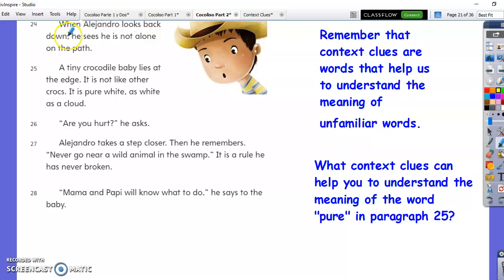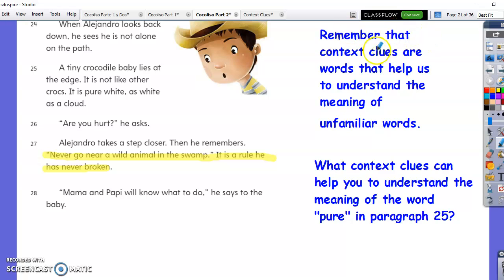Alejandro looks back down. He sees he's not alone on the path. A tiny crocodile lies at the edge. It's not like other crocs. It's pure white as a cloud. "Are you hurt?" he asks. Alejandro takes a step closer. Then he remembers, never go near a wild animal in the swamp. It's a rule he has never broken. "Mama and Papi will know what to do," he says to the baby.